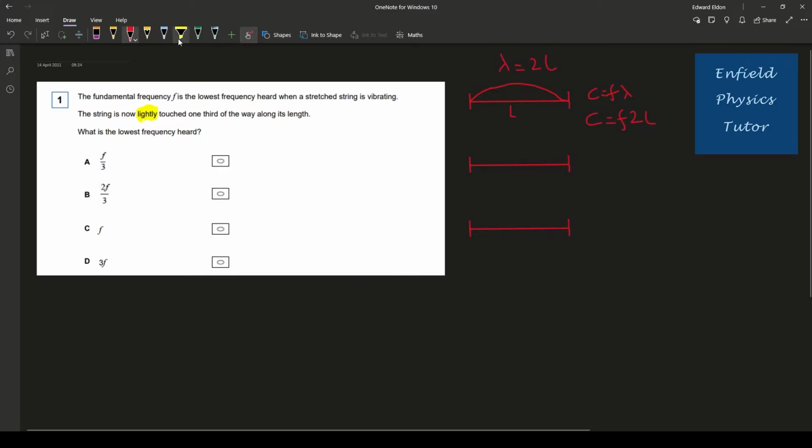Right, now back to this word "lightly". Now what we'll do is the string is touched lightly about 1/3 of the way along. So let's put a nice green dot there, which is about 1/3 of the way along. Now, if the string was touched lightly, that means that energy can pass through that green point. If the string is not touched lightly, it means that the green point is going to act like a reflector.